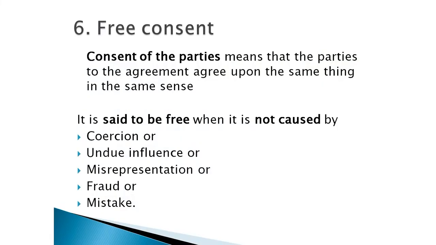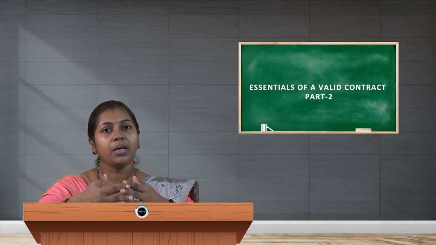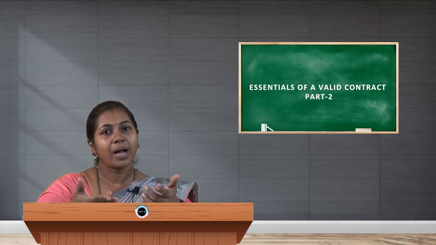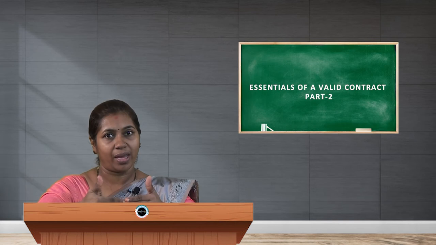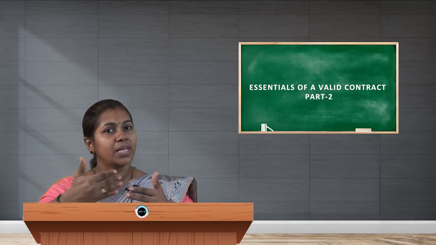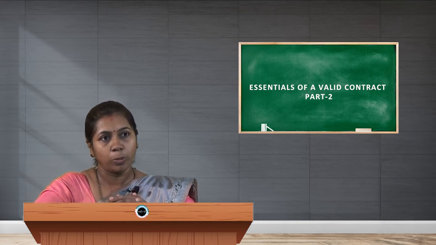Sixth one, free consent. As we know, what is consent? Consent of the parties means that the parties to the agreement agree upon the same thing in the same sense. When there is an agreement between the parties, whatever offer is given by one party, if the other party accepts it in the same way in which the offer is made, then it is called consent of the parties.